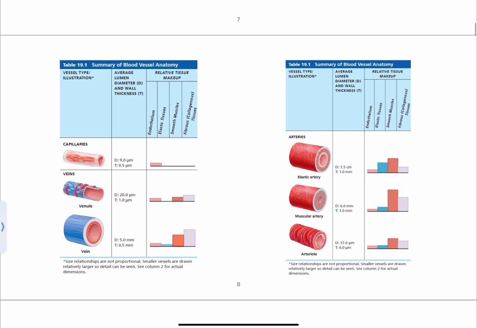So here's just a summary. For now, I just want you to get a general idea of what they look like. You don't need to know any specific diameters or thicknesses of these. Just kind of understand the three blood vessel types that we have. And then we're going to add more of these details as we continue with these lectures.